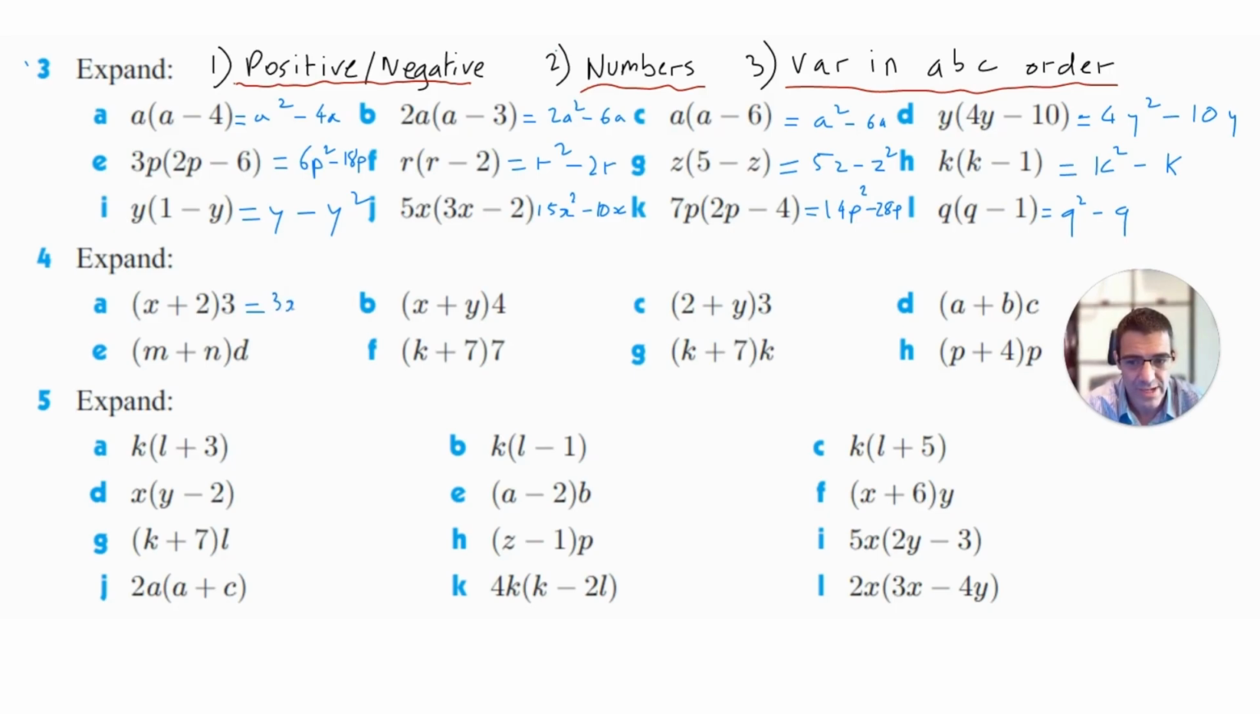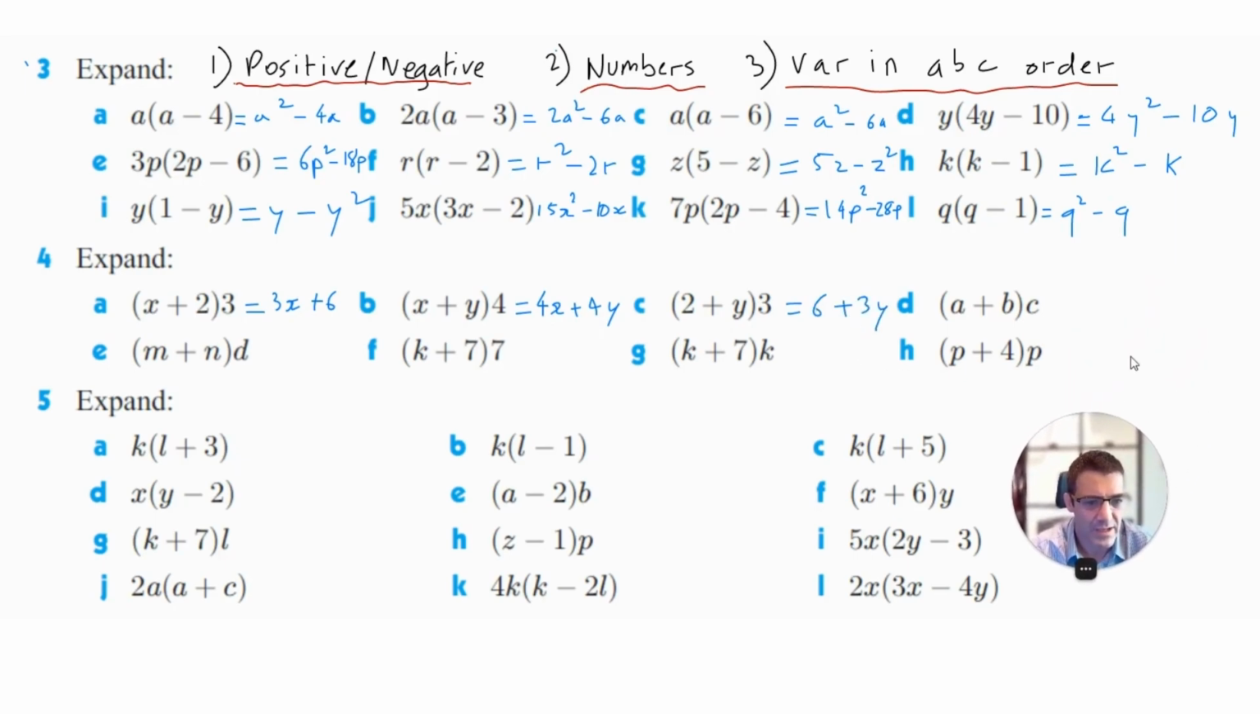3 times x is 3x. 3 times 2 is 6. Here it's the same. It'll be 4x plus 4y. So 4x plus 4y. Here I'll have 6 plus 3y's. And in this question, remember alphabetical order, so I need to write AB plus AC. Okay. Here alphabetical order again, DM plus DN.